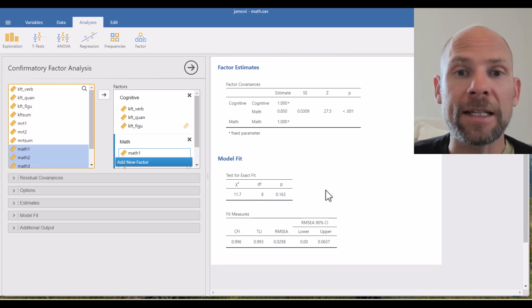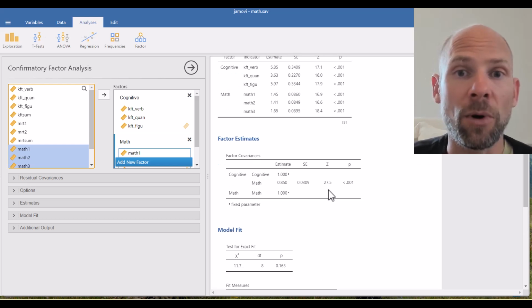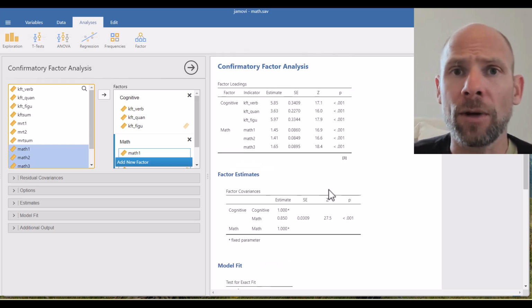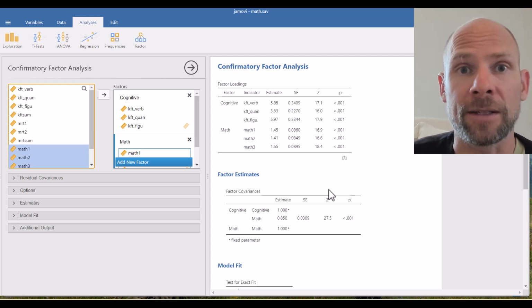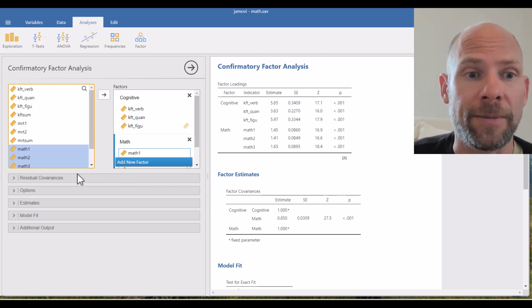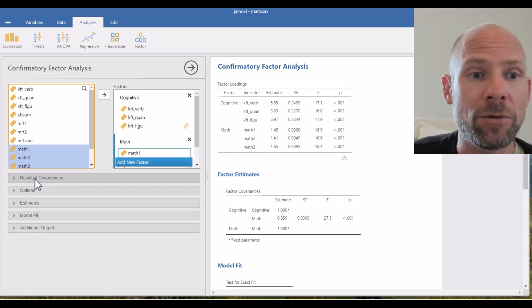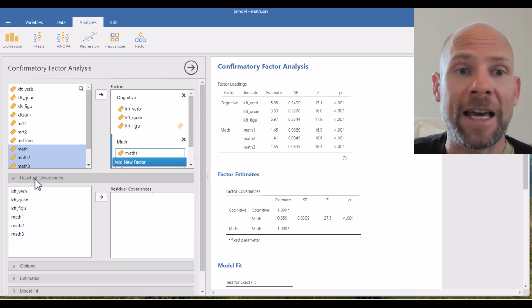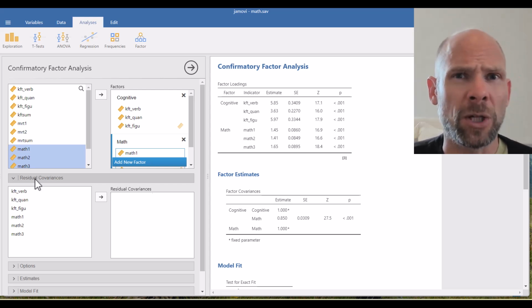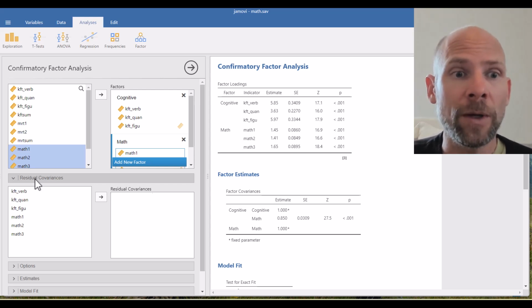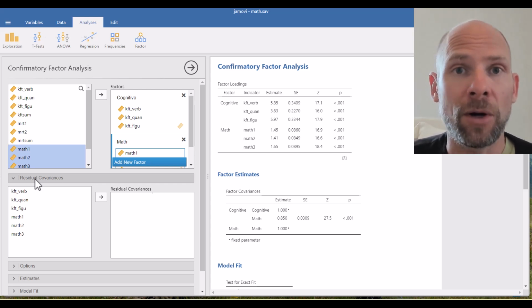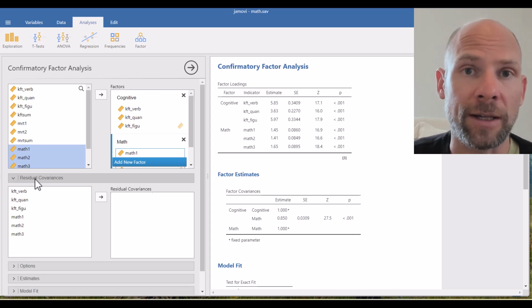Now, you can get additional output in Jamovi, and so one thing that we might want to look at are standardized loadings. Right now, we're only getting the unstandardized loadings, so that would be one thing, and then maybe there are some other things that we would also be interested in. So first, here under residual covariances, you could define covariances between error terms for certain indicators, which is not generally recommended unless you have a really good reason to do so. So we're going to leave that alone since our model fits well without correlated errors, and so we don't want to add anything here.